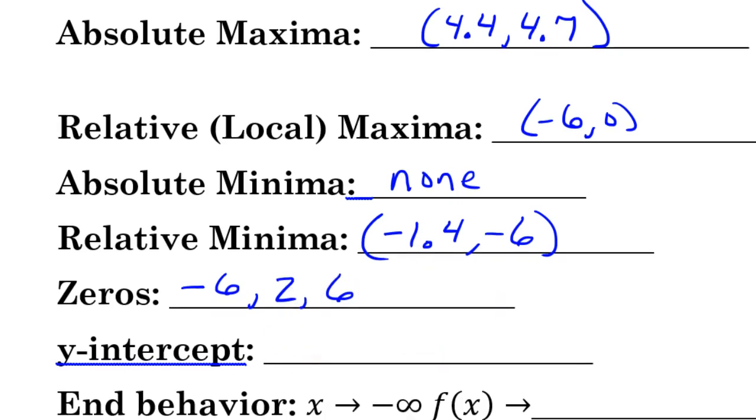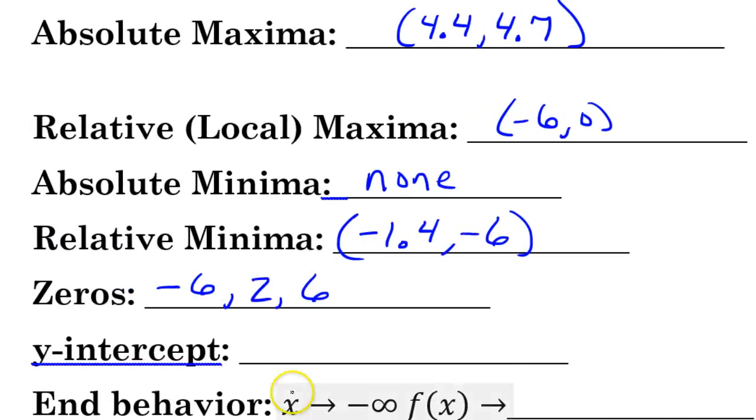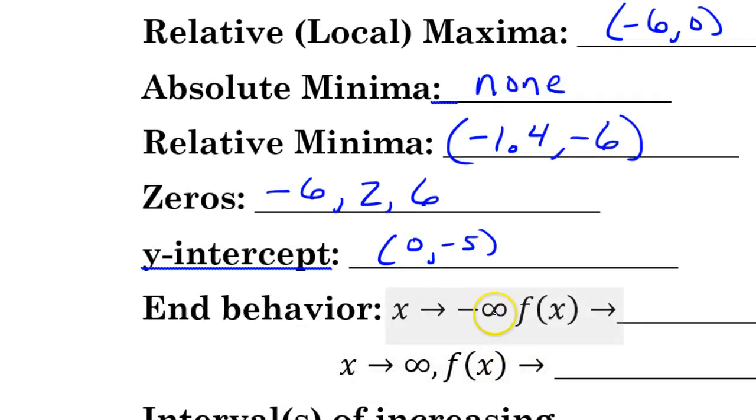Okay, the y-intercept, so where does it touch the y-axis? It touches the y-axis right here at the point (0, -5). That's the y-intercept. Now, end behavior: as x approaches negative infinity, that means the left.